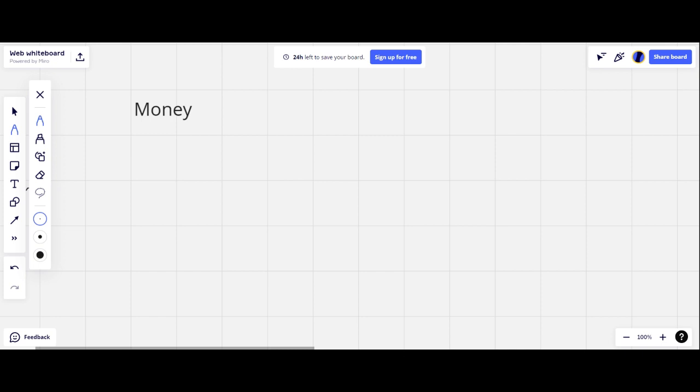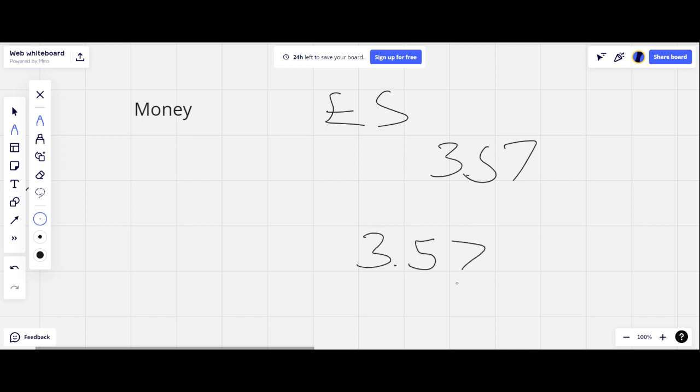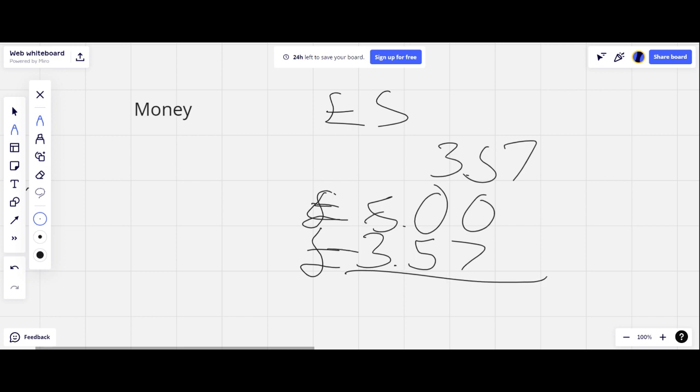questions. Imagine you have a £5 note and you buy something for £3.57. How much change would you get? So you do 5.00. When you're doing questions like this, you want to write the 0.00. It might help you. And then do a normal decimal subtraction, and you would get the answer 1.43.